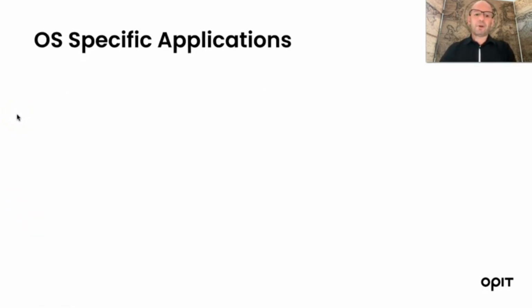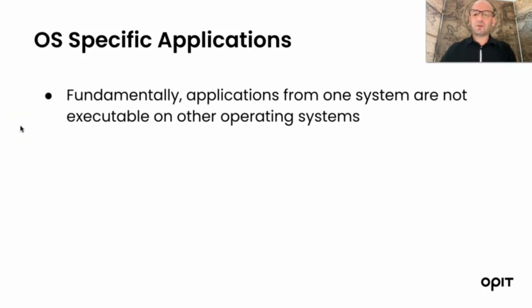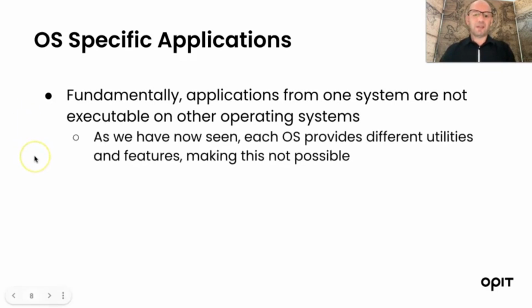Let's take a look then at operating system specific applications. So fundamentally, applications from one system are not executable on other operating systems. So as we have now seen, each operating system provides different utilities and features that make this not possible. So when you go online, for example, and you're using Mac OS, and you want to download an application, you have to find the downloadable file that is specific to that particular operating system. So if you're downloading for Mac, it's going to be a different downloadable than if you're downloading for Windows.